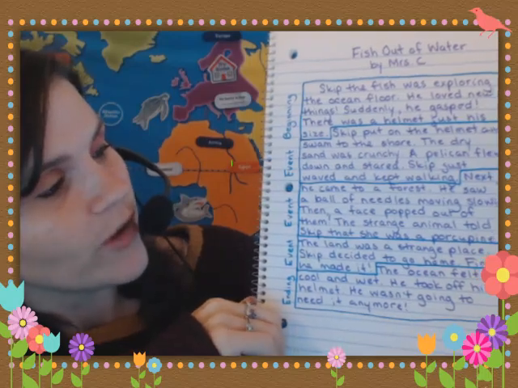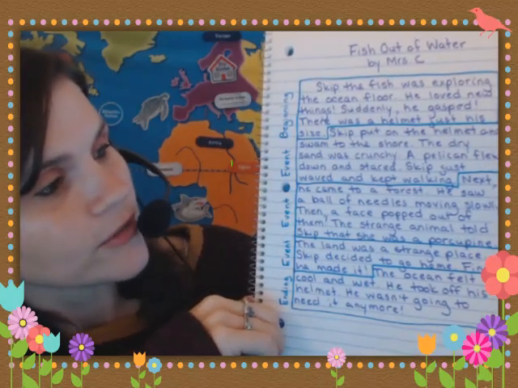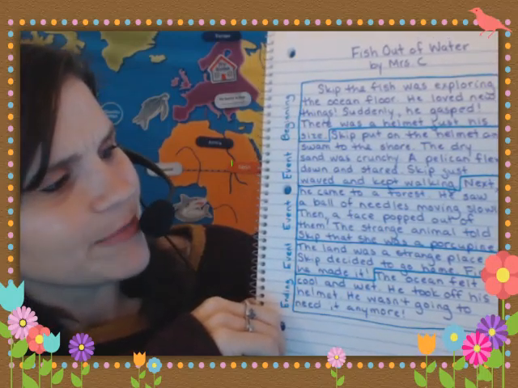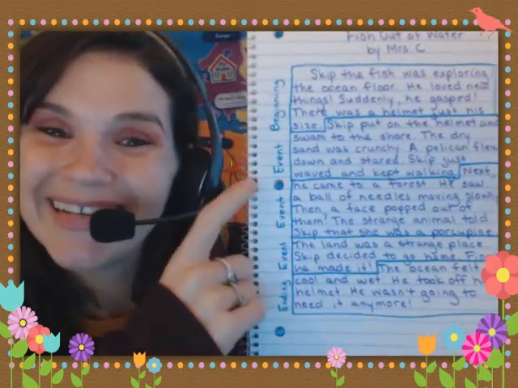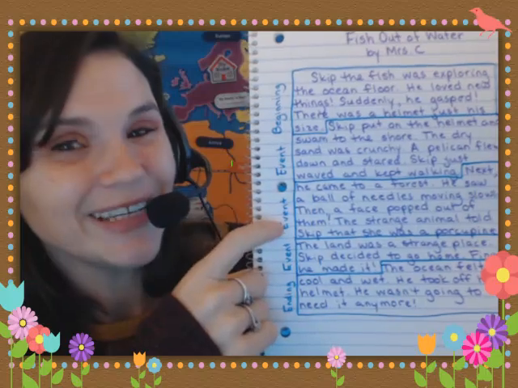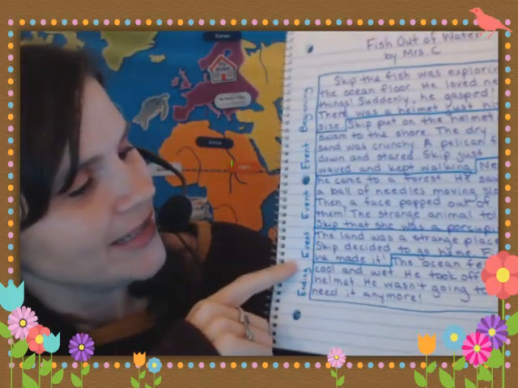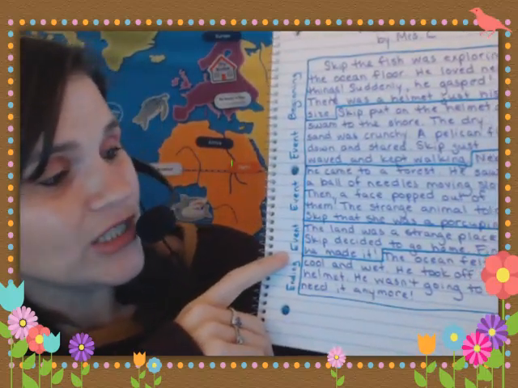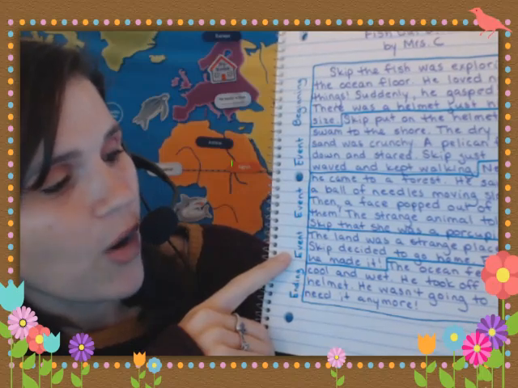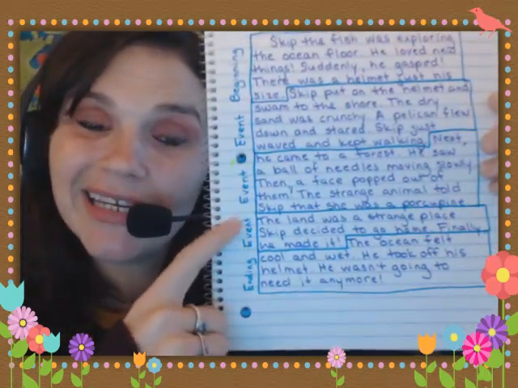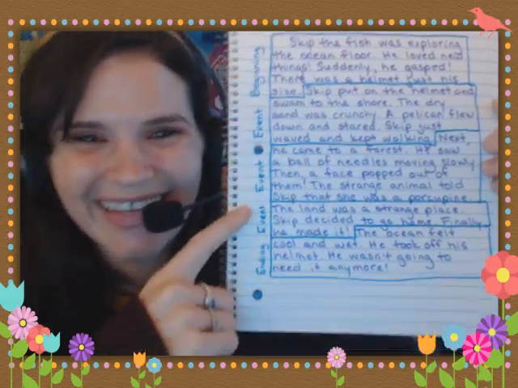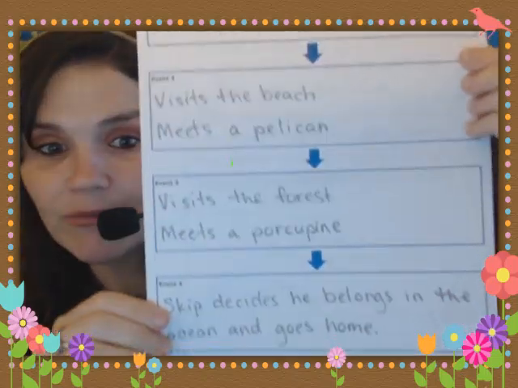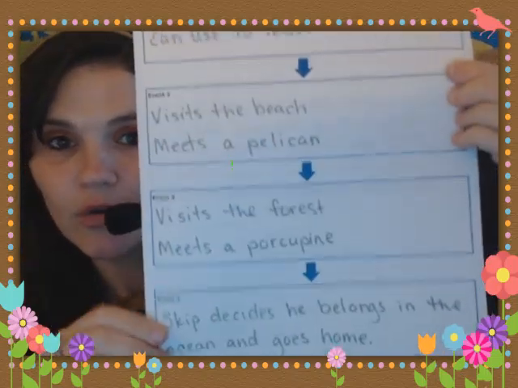Next, he came to a forest. He saw a ball of needles moving slowly. Then a face popped out of them. The strange animal told Skip that she was a porcupine. There's my next event. He goes to the forest. He meets a porcupine. All right. The land was a strange place. Skip decided to go home. Finally, he made it. There's my last event. He decides that the ocean is where he belongs, not the land. So there are all three of my events. Those ideas, remember, they came right from my story events chart.